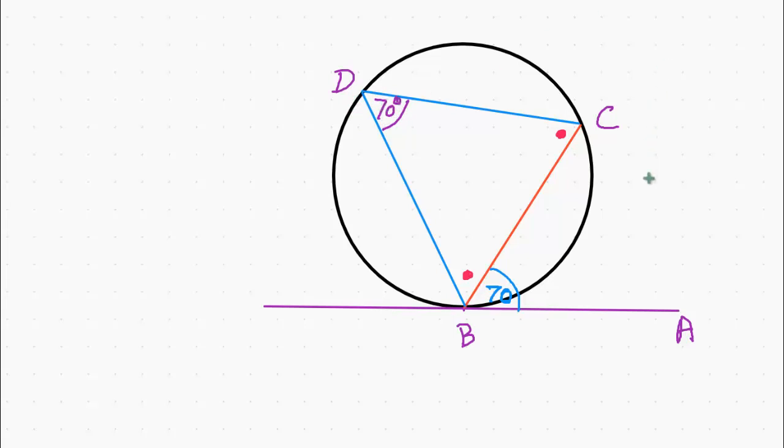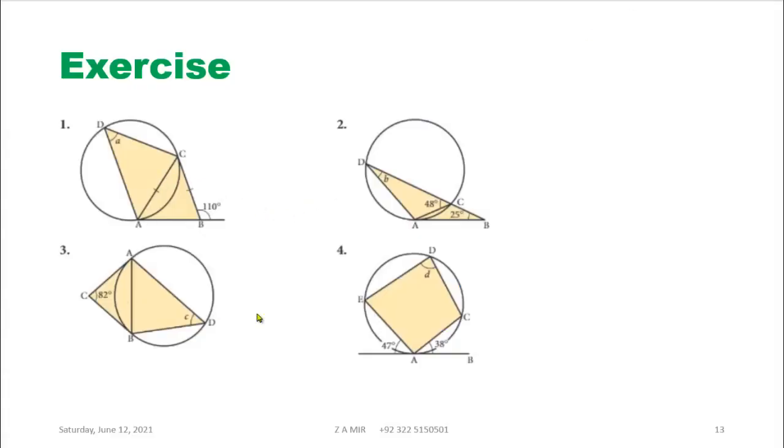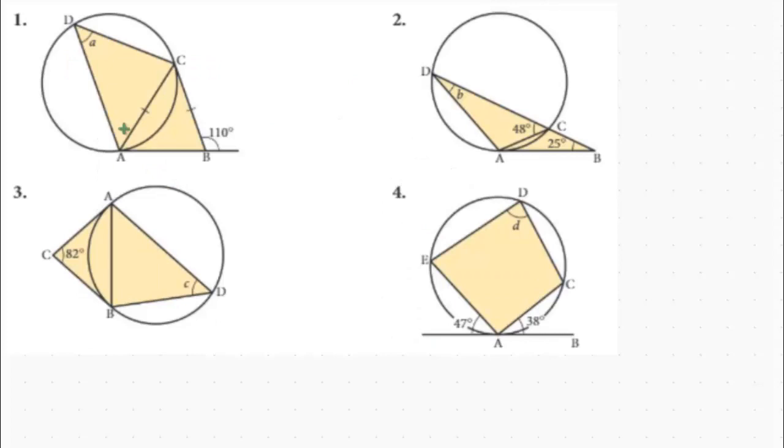Now let's apply this theorem on different questions. Let's solve these questions in which the alternate segment theorem can be applied. So first let's solve question number 1. You can see here this line is a tangent line and it makes an angle, and this is the chord. So the angle between the chord and the tangent line will be equal to the angle A, and this is the alternate segment theorem. So this is also angle A here.